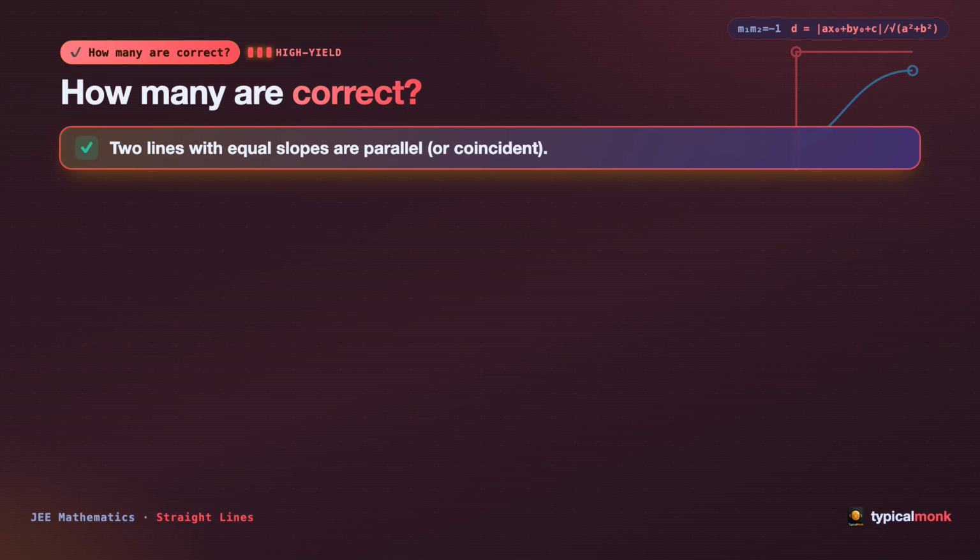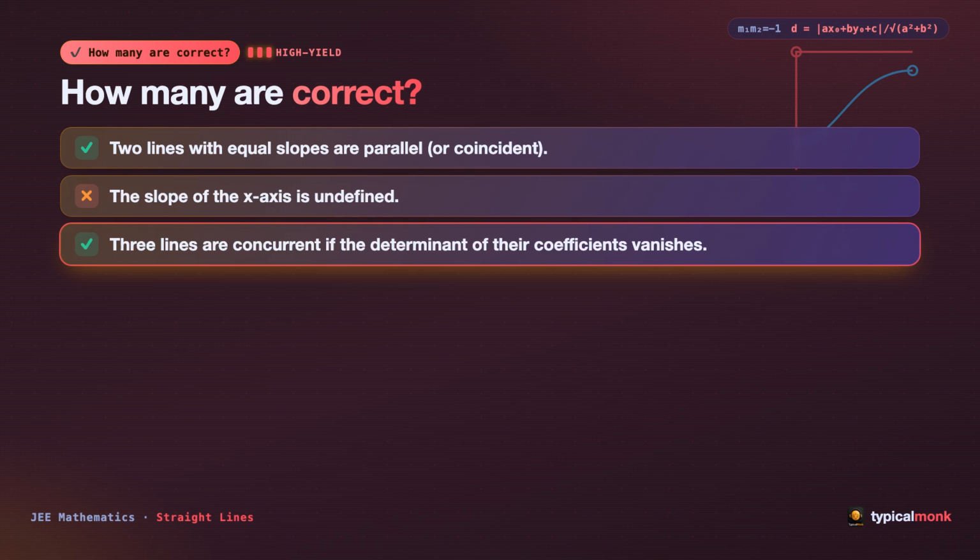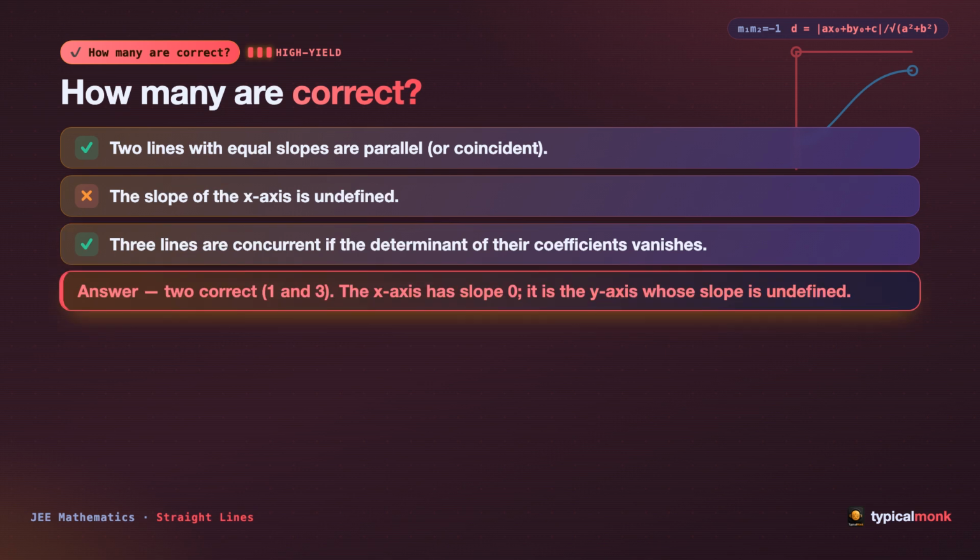Now, how many of these 3 statements are correct? 1. 2 lines with equal slopes are parallel or coincident. That is correct. 2. The slope of the x-axis is undefined. That is wrong. The x-axis is horizontal, so its slope is 0. 3. 3 lines are concurrent if the determinant of their coefficients vanishes. That is correct. So the answer: 2 are correct. Statements 1 and 3. The trap is statement 2. The x-axis has slope 0. It is the y-axis, the vertical one, whose slope is undefined.